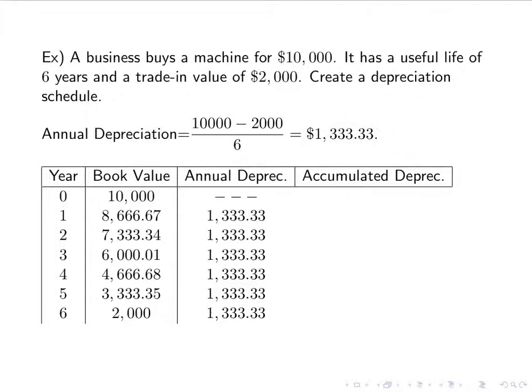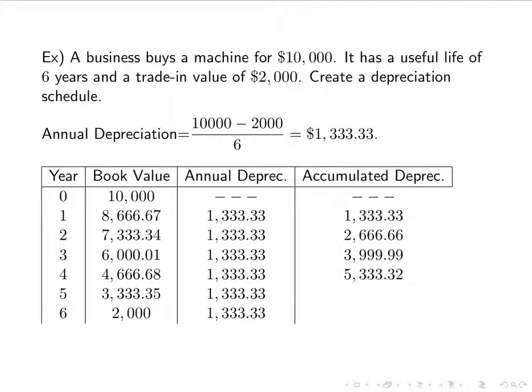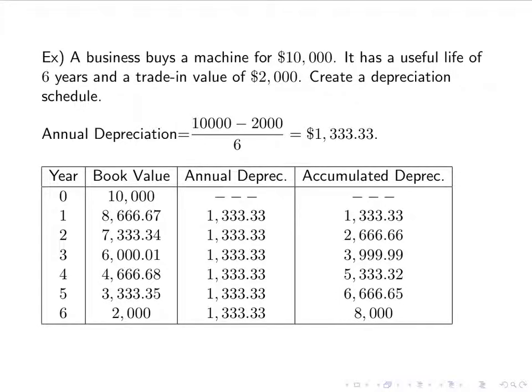Annual depreciation I'm going to list as $1,333.33 for years 1 through 6, and again, nothing happened year 0. So for the accumulated depreciation, again, nothing for year 0. Year 1, I've only depreciated once. So now I add another $1,333.33. Add it again. Add it again. Add it again. Add it again.